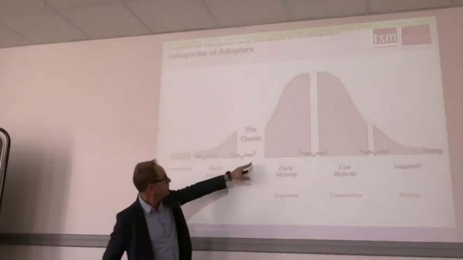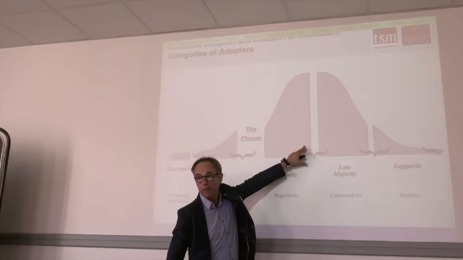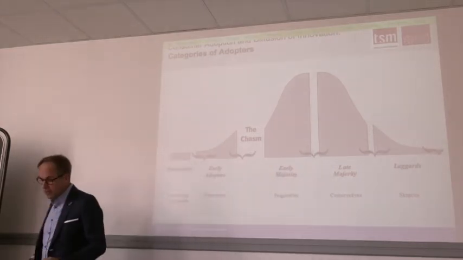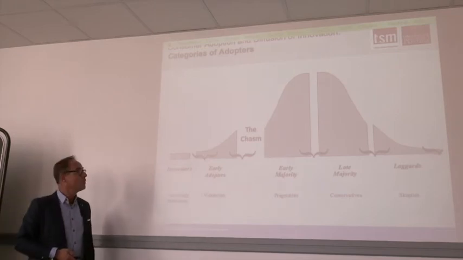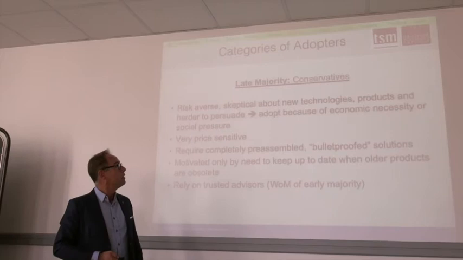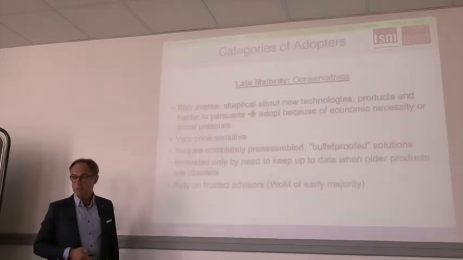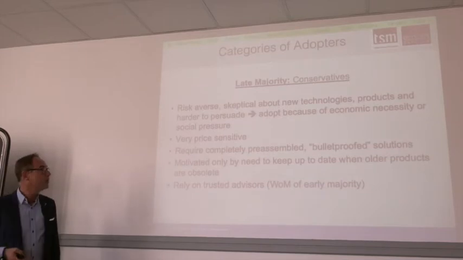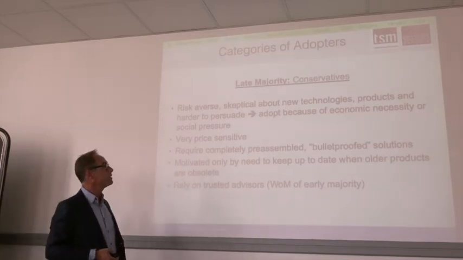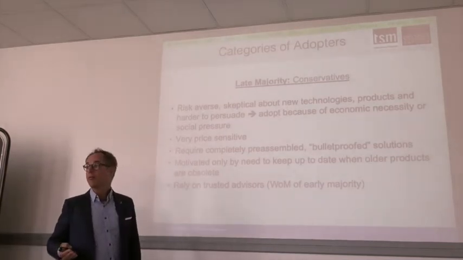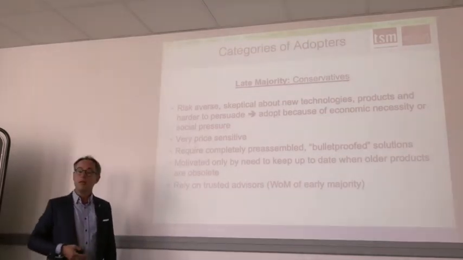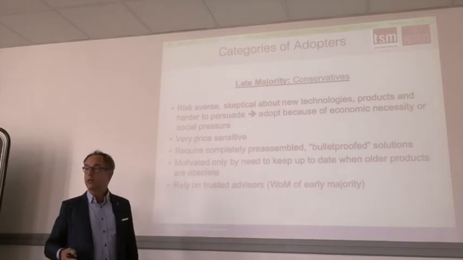Once they adopt, you will win half of the market. That is why they're so important. Because in terms of quantity, they ensure that the market will increase. And the late majority are absolutely risk averse. They are skeptical about new technologies and products, and harder to persuade. They only adopt because of economic necessity or social pressure. So they're not convinced that innovation is good for them.